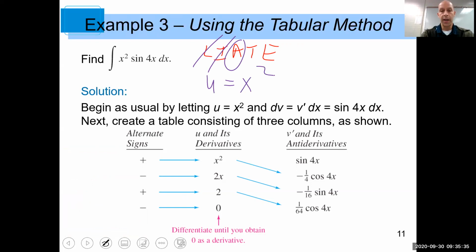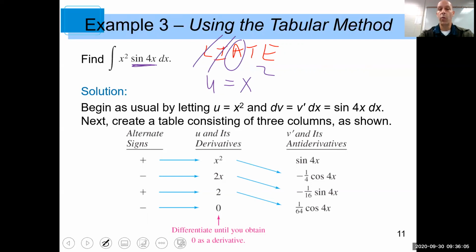So what I'm going to do in this column here in the middle is I'm going to do u and its derivatives. So x squared, what's its first derivative? 2x. What's the derivative of 2x? 2. And then go to 0. Stop when you get to 0. Then the other piece is going to be v prime, or the derivative of v. So this right here is v prime. This is sine 4x.